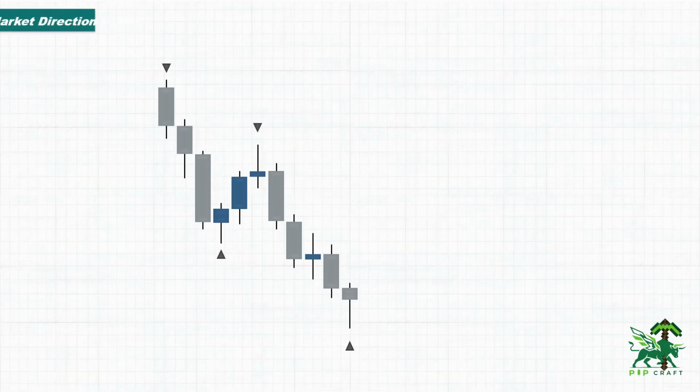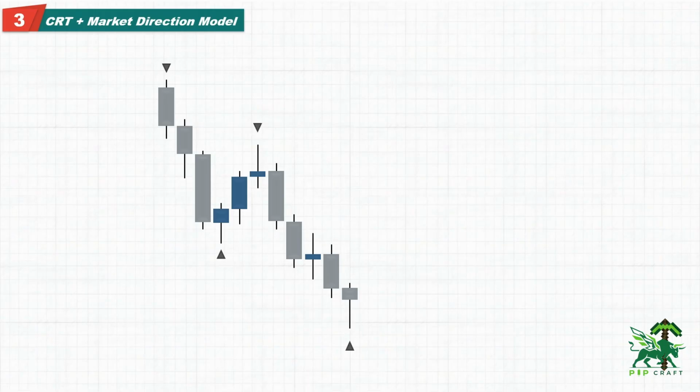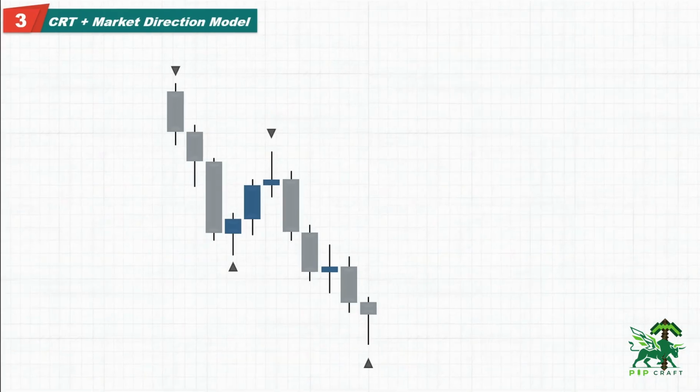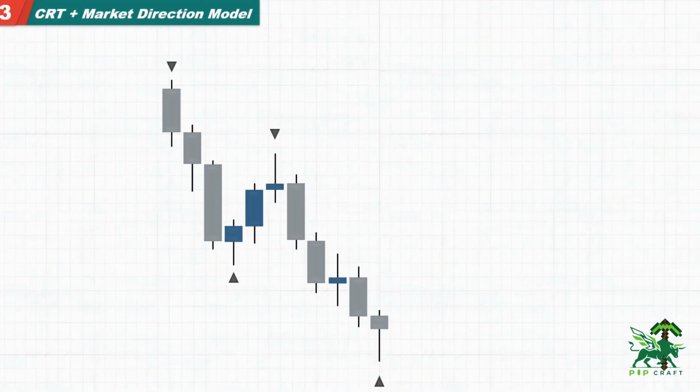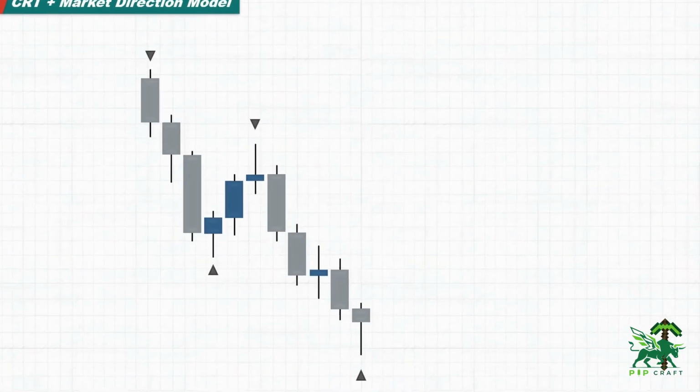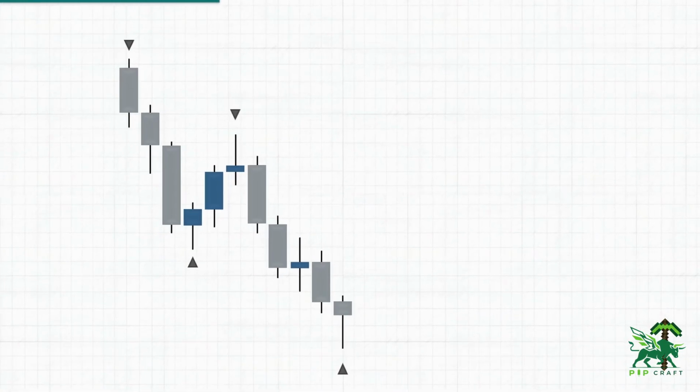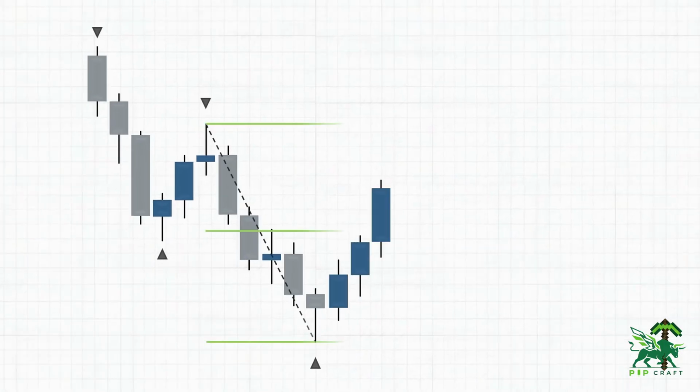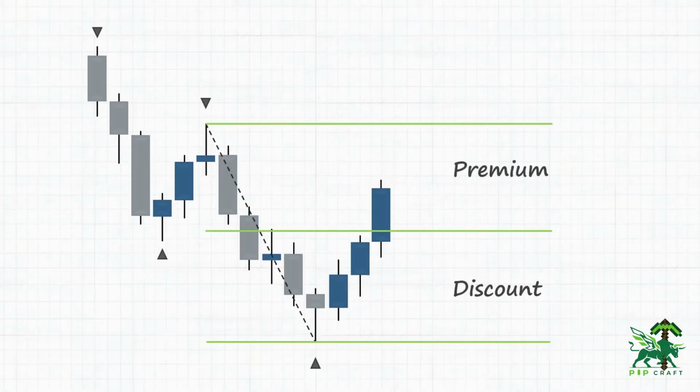Now let's look at the same idea, but for a bearish market with a little twist. This time, we're adding the concept of the premium and discount. In this case, the market is in a downtrend. We don't want to jump in right away. Instead, we wait for a correction to pull price back up into a premium zone, which gives us a better entry and increases the chance of a successful trade.